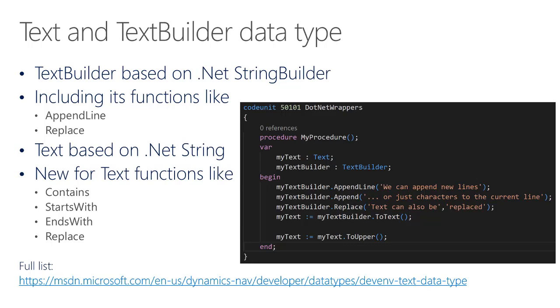The text is also based on the .NET string. New for text are functions like contains, starts with, ends with, and replace. If you want to see a full list of those elements and members, go to the link at the bottom of your screen. In the screenshot, you can see an example, and that's what we'll program in just a minute.